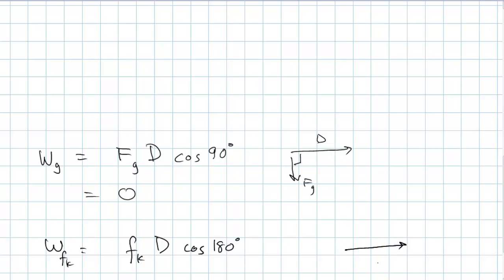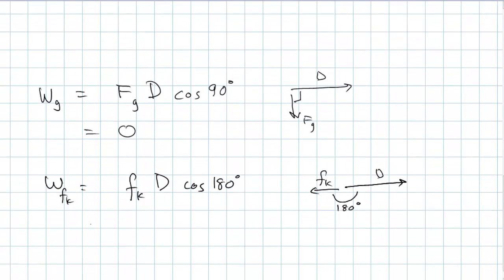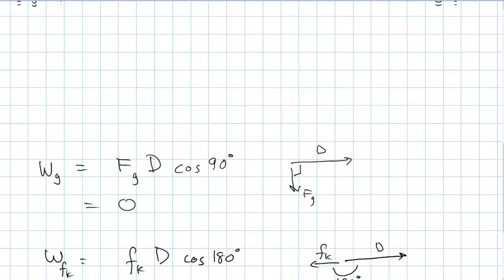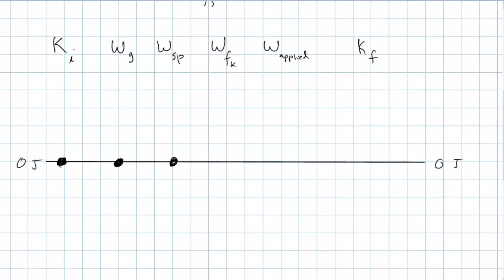So the box is moving to the right. The force of friction is to the left. So that leaves a 180-degree angle between them. That's why we get this negative sign. The work done by friction is negative. The friction force times the distance. In this case, the friction force is mu times the normal force. We get negative 200 joules. So I'll go ahead and put that in here.